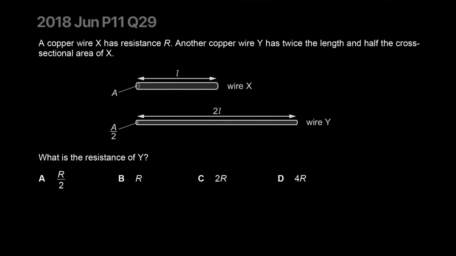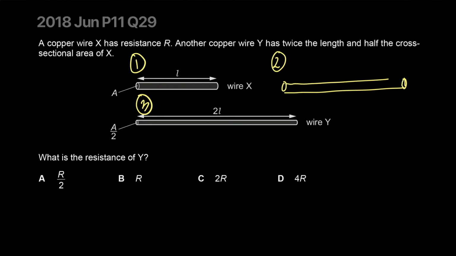let's call this wire 1, and I'm going to call this wire 3. Let's say there was a wire 2 which only had the same area A but double the length. So somewhere in between wire 1 and 3, right? Double the length but same area.